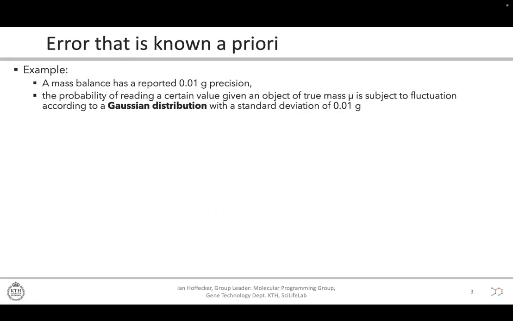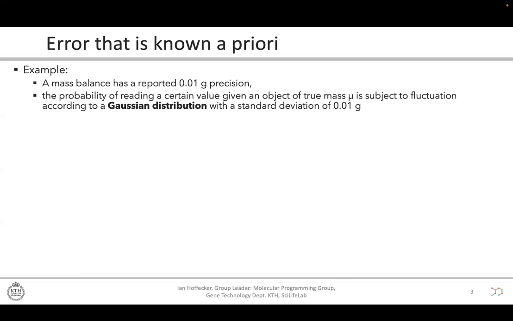This is for a situation when we know the value of the precision, or we know the value of the error. This applies mostly to cases where the instrument manufacturer or the device you're using has a reported value that gives you an uncertainty that's not based on the measurements you've taken. So it's independently reported. For example, a mass balance might have a known precision, or a known error, of 0.01 grams.